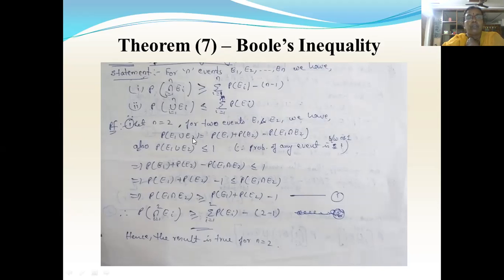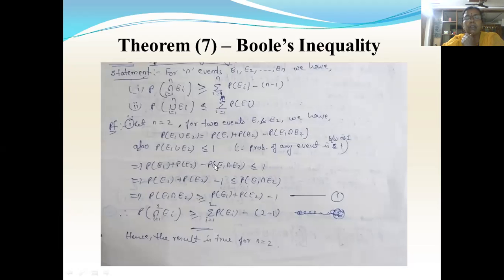This P of E1 union E2 should not exceed 1. It means P of E1 union E2 is less than or equal to 1. But what is P of E1 union E2? In place of P of E1 union E2, I will substitute this. So it will be P of E1 plus P of E2 minus P of E1 intersection E2 less than or equal to 1. Or I can also rewrite this as P of E1 plus P of E2.